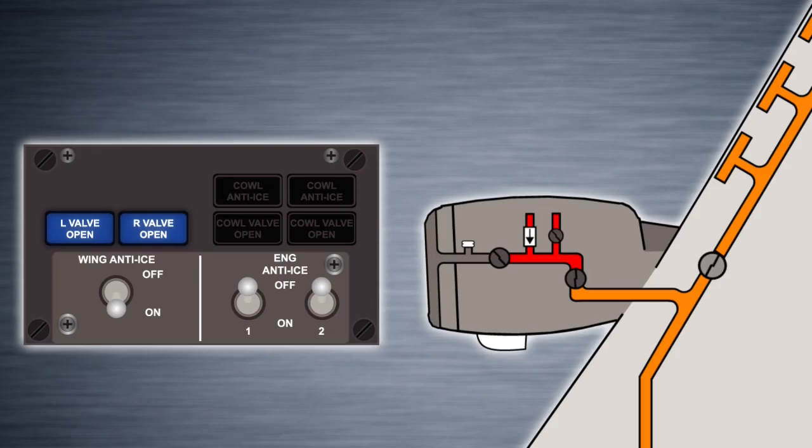Wing anti-ice can operate both on the ground and in flight, but under certain conditions, the valves may trip closed automatically. There are 2 conditions that could cause the wing anti-ice control valves to close. If the aircraft is on the ground and thrust levers are advanced for takeoff, or there is an over-temperature condition in the wing distribution ducts.